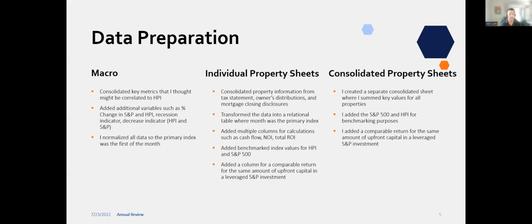The reason for that is that the S&P index a couple of months ago was around 4,000, whereas the housing price index was around 200. So that made it challenging to compare those side by side. Instead, I compared the change in the indices.